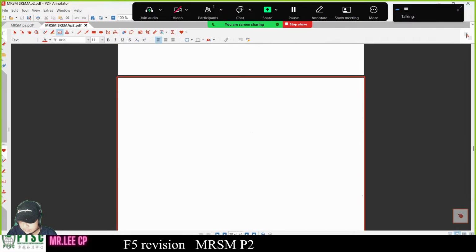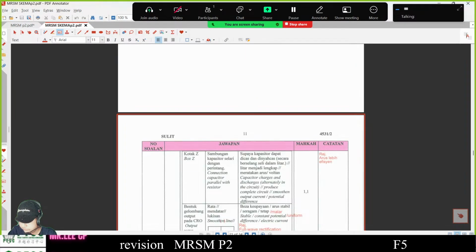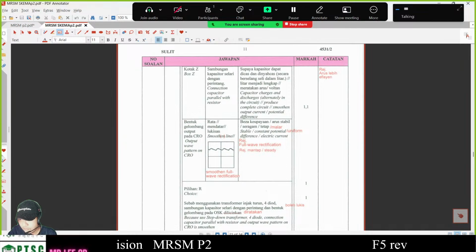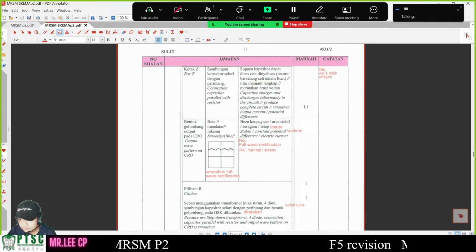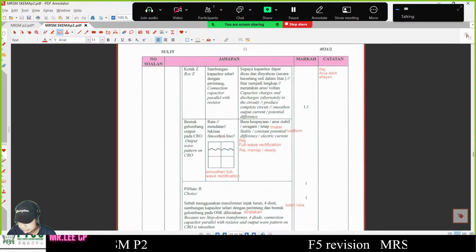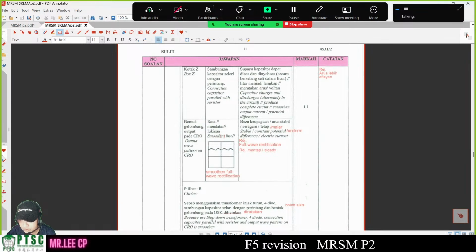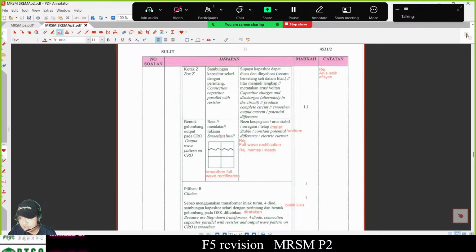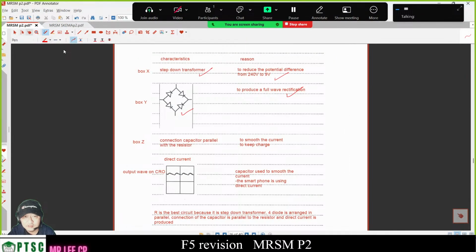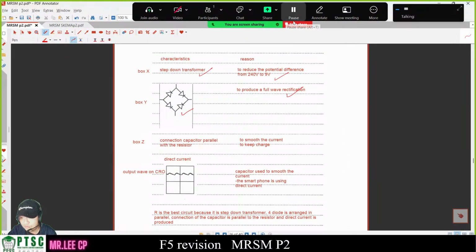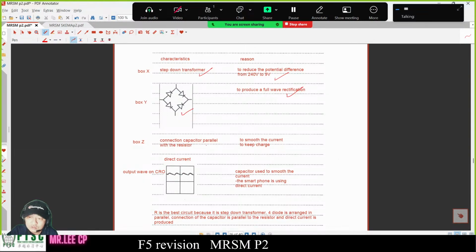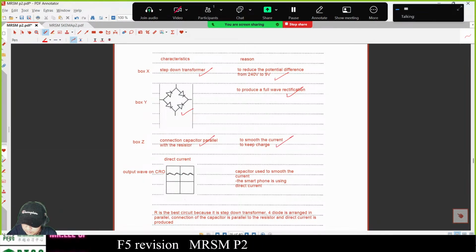And then connection capacitor with the resistor. Okay, so capacitor charges and discharges alternately in the circuit to produce a complete circuit. Smooth output current, potential difference, smoothen output current, smooth the current. I just said smooth the current. Okay lah, same thing lah. Or to keep the charge also okay. Alright, no problem.